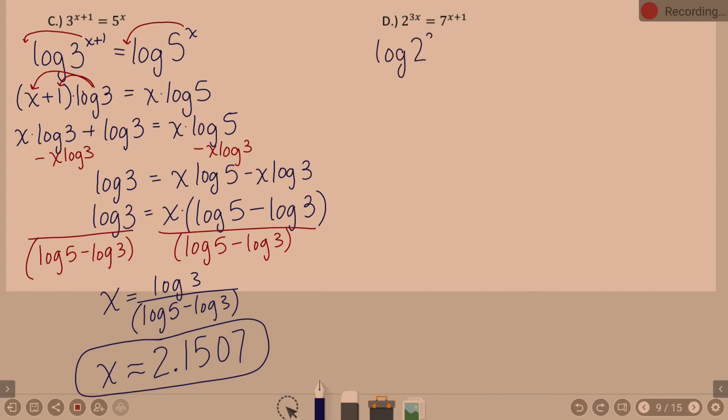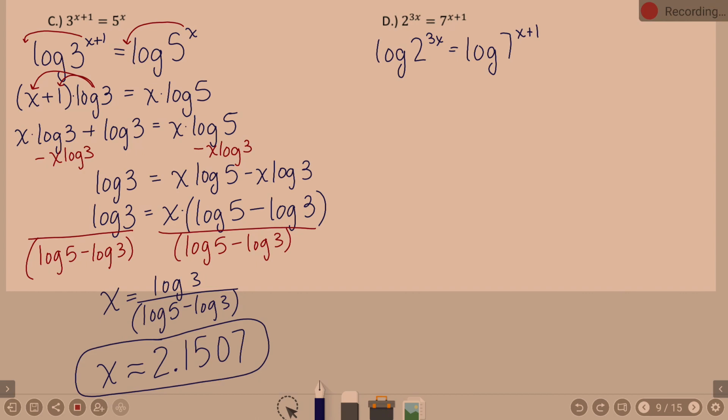Log of 2 to the 3x equals log of 7 to the x plus 1. Okay, that was step 1 yesterday. After we took the log of both sides, then what did we do? We moved that power out front, right? We used our power property.